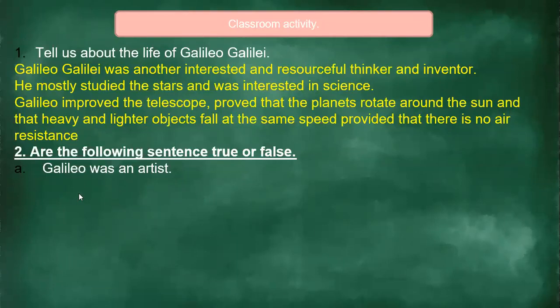The answer is Galileo was an artist. He was an artist. Okay, he invented things. That makes him an artist. Okay, cool. Let's move to our second answer.